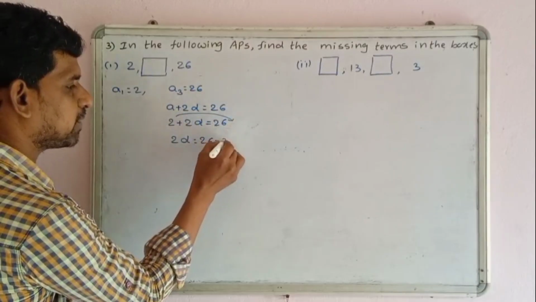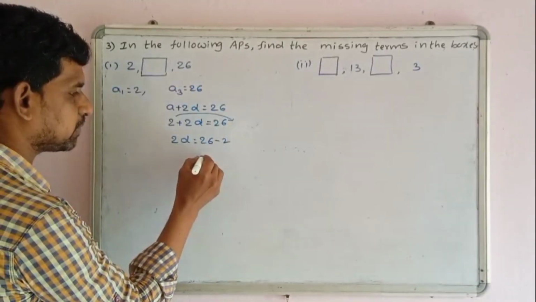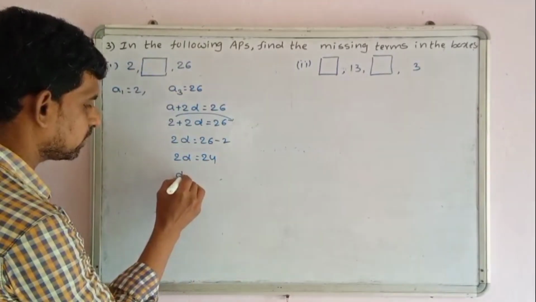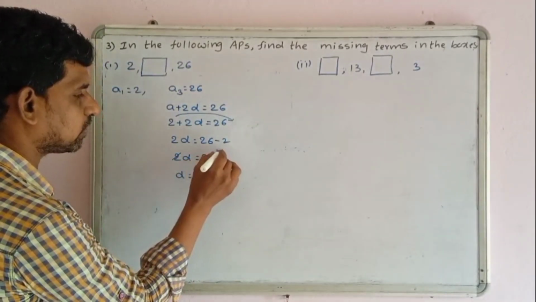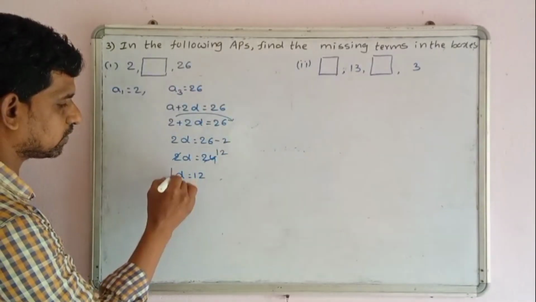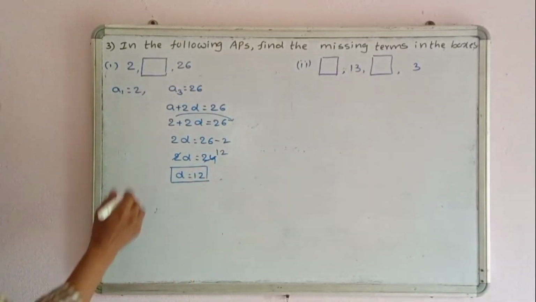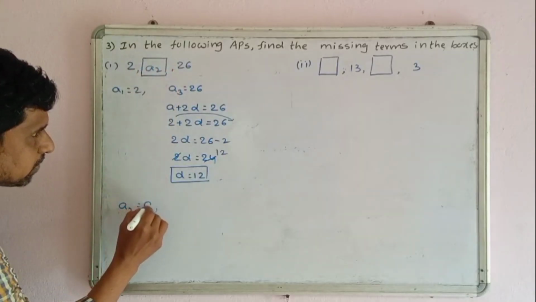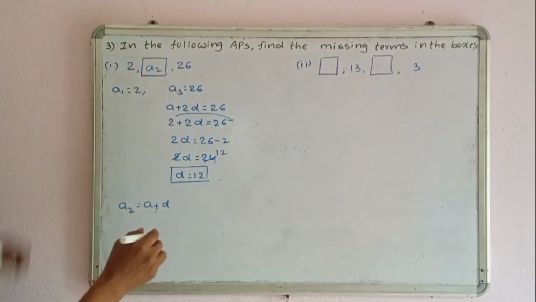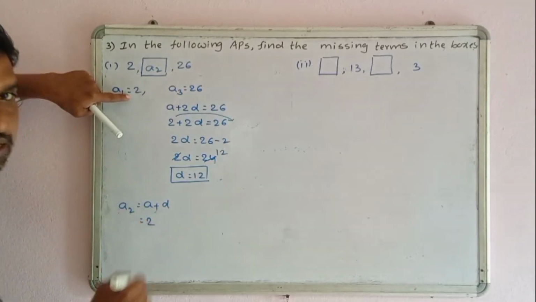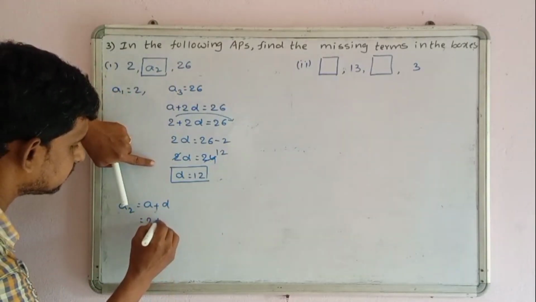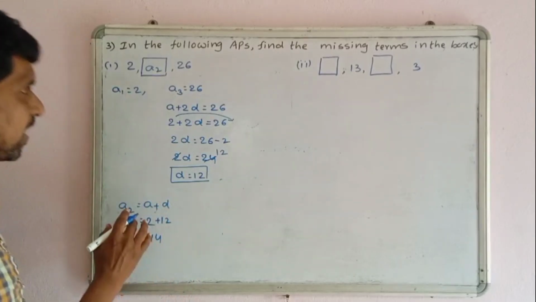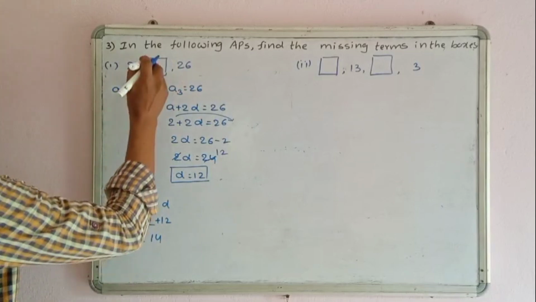So 2D equals 26, transpose 2 to the right side, minus 2. 26 minus 2 is 24. 2D equals 24. D equals 2 how many times? 12 times. So D equals 12. Therefore, now we want to find A2. A2 equals, the formula is A plus D. A value is 2, D value is 12. 2 plus 12 is 14. So the value of A2 is 14.